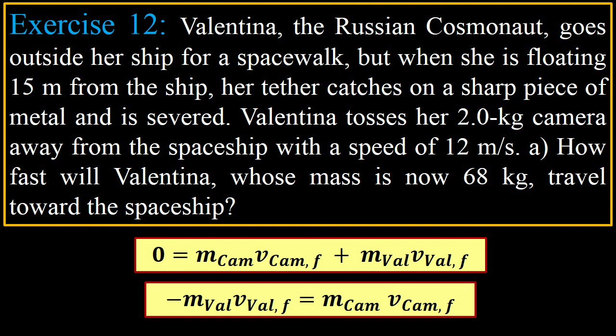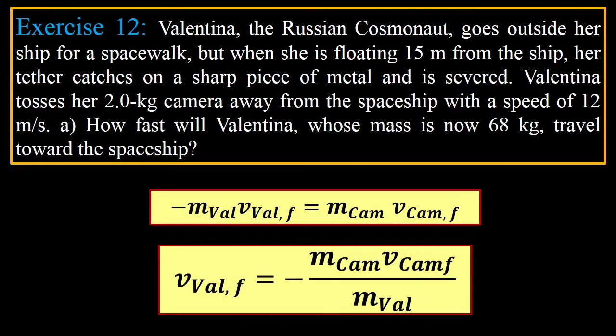Now, what are we going to do with the mass of Valentina? Remember, we're calculating the final velocity of Valentina. And then why are we given the distance? Have you wondered about that? Why are we given the distance?